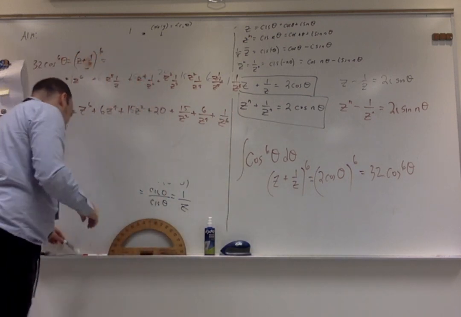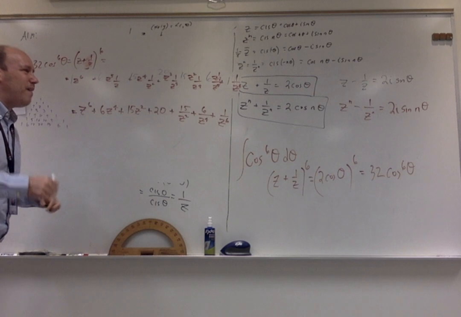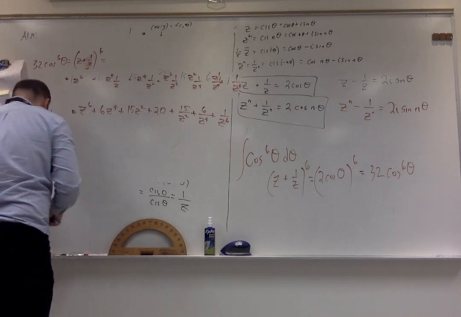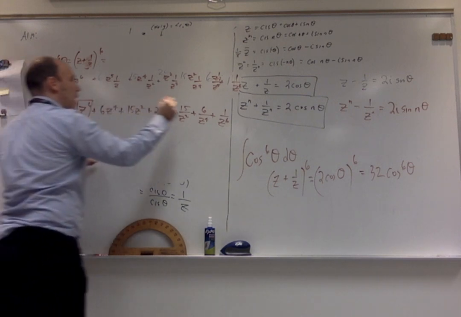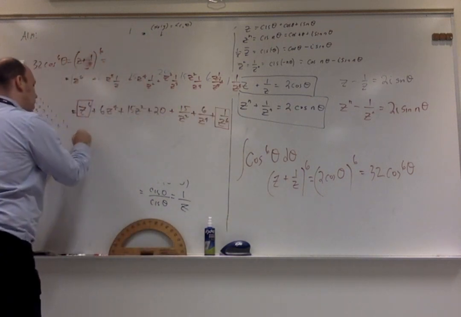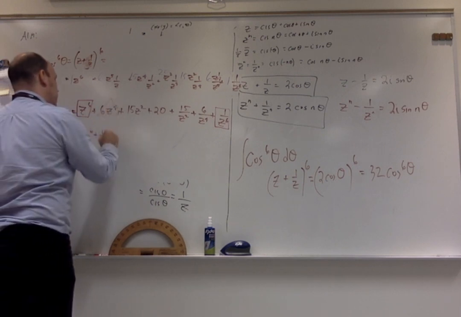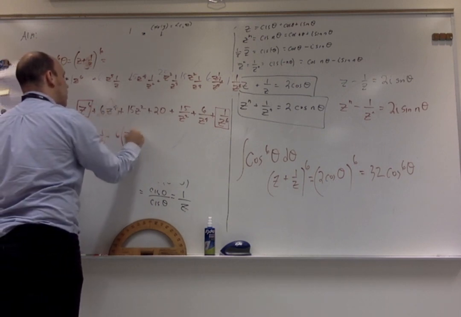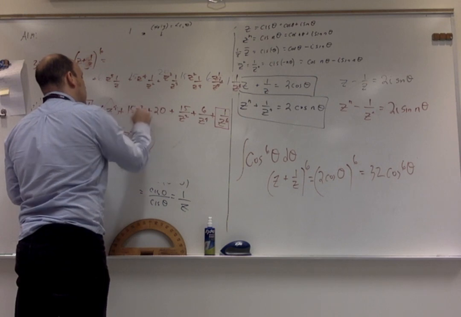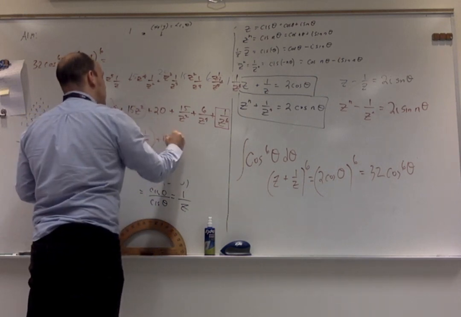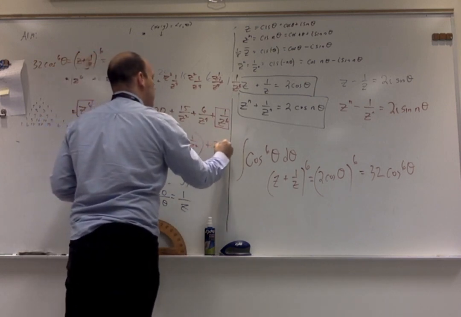Ready? Because you'll like this next one. So you're like, Mr. Rather, what are we going to do with all this? Well, you know what? z to the 6th and z to the negative 6th, let's bring them together. Let's take plus 6 times z to the 4th plus 1 over z to the 4th. Let's bring those together. Let's bring 15 times z squared plus 1 over z squared, and then plus 20.